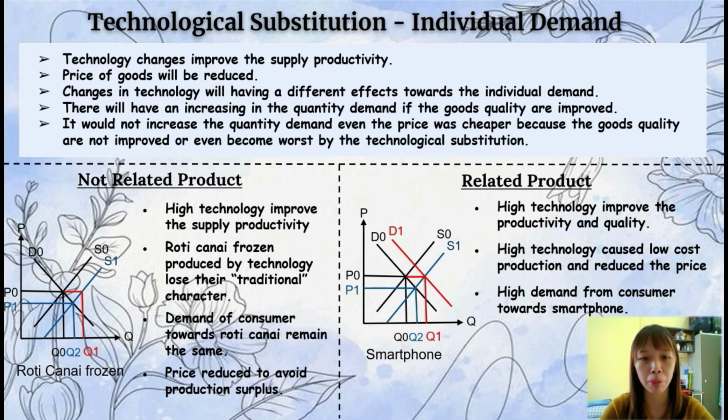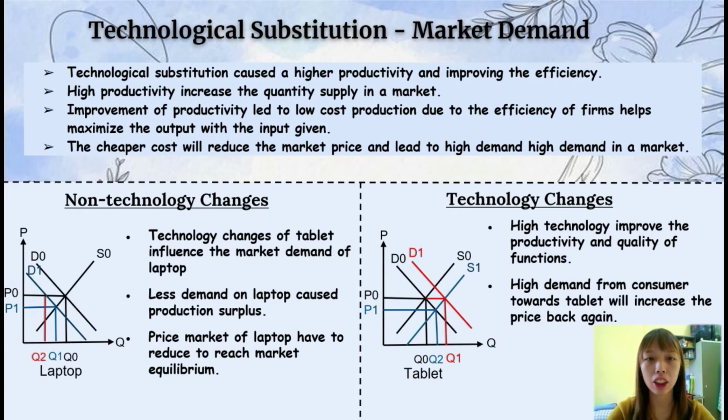canai that is sold in the mamak, most consumers will still prefer to buy the traditional roti canai because the traditional production produces the original taste of roti canai. So the consumer demand for frozen roti canai produced by technology will not increase and will still remain the same at D0. The next is the technological substitution towards the market demand.